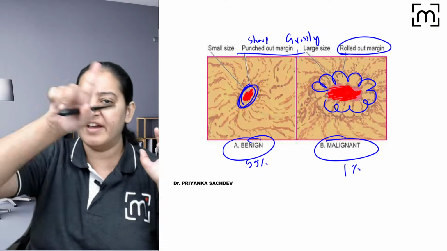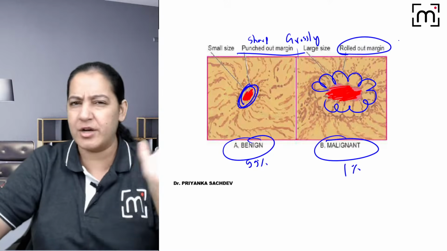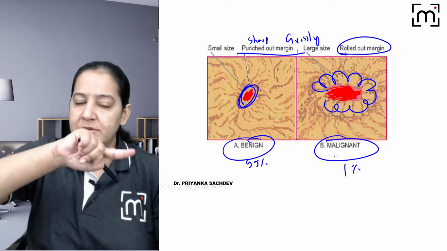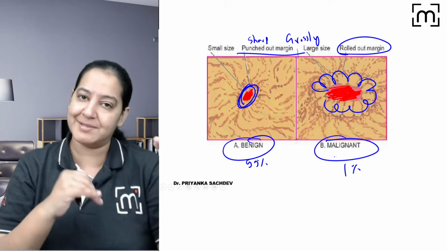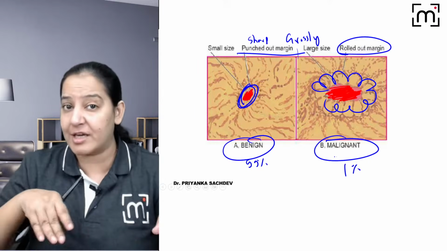If you touch your finger now, they are rolled. They are circular. They are not sharp. So it is a malignant ulcer. So just touching the margin, you can give a guess. If the margins are sharp, punched out, it is benign. If the margins are rolled out, circular, it is malignant.